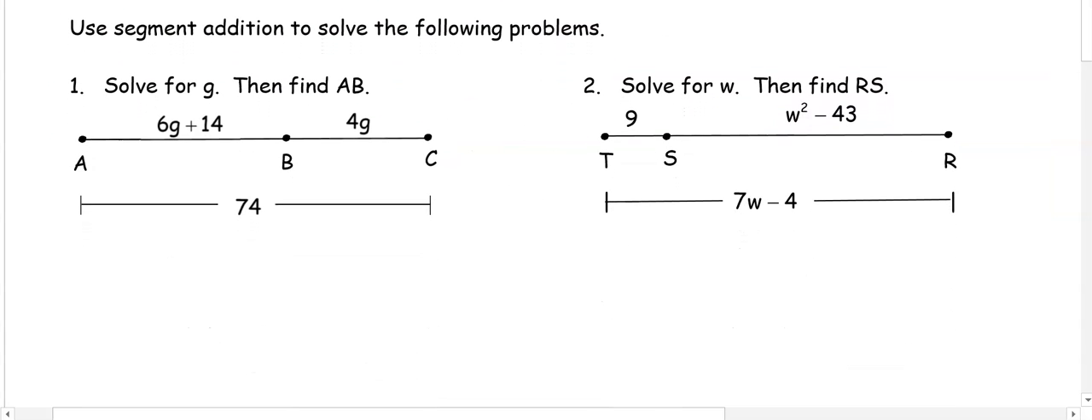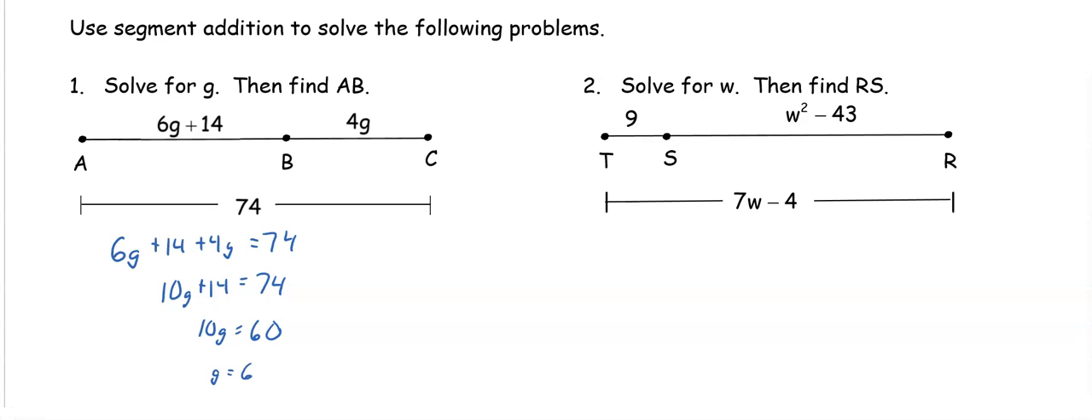In number 1, we want to solve for G, and then find the length of AB. AB and BC are the two pieces of the line, and AC is the whole line. So we would have 6G plus 14 plus 4G equals 74. We're adding the two pieces together to equal the whole thing. So we get 10G plus 14 is equal to 74. We can subtract 14 from both sides, so 10G is equal to 60. When we divide, we get G is 6.